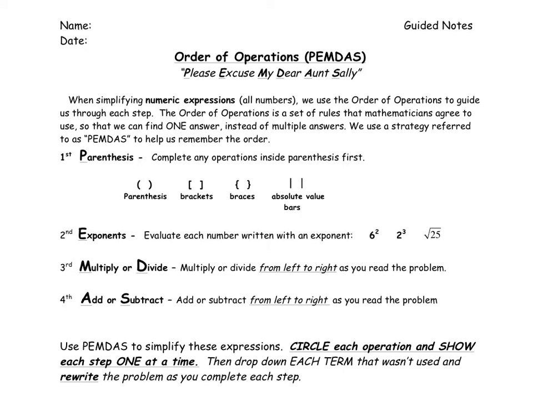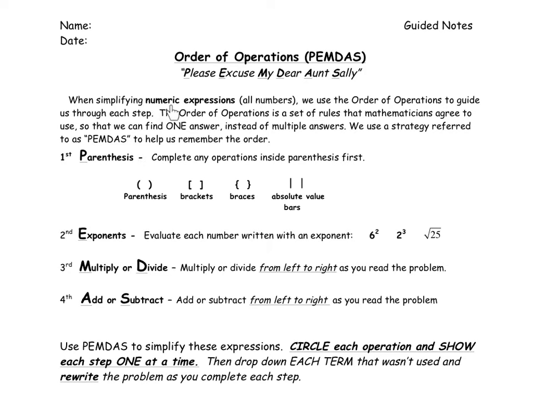The official math name for what we're going to do today is called the order of operations. However, if you've experienced it before, you may have referred to it as PEMDAS. And PEMDAS, which is also the saying "please excuse my dear Aunt Sally," stands for the order in which we do operations. So let's read what it says here.